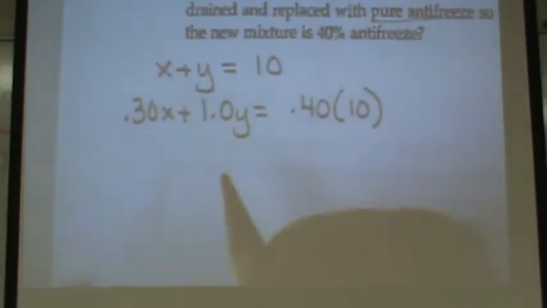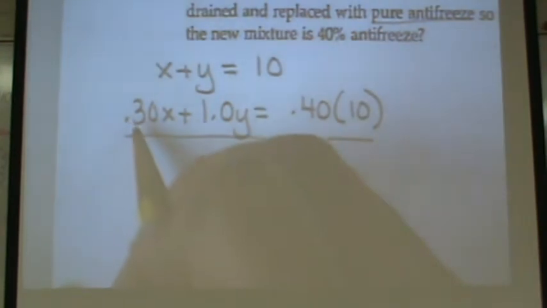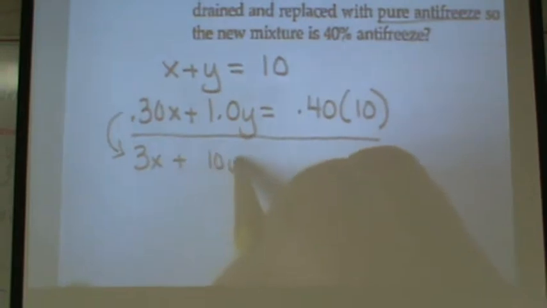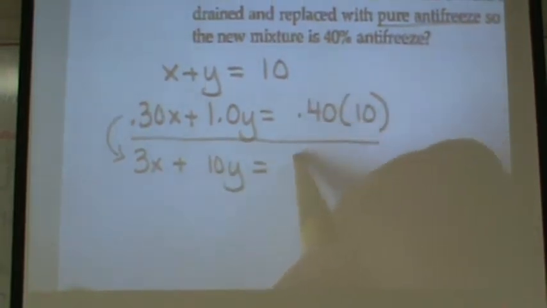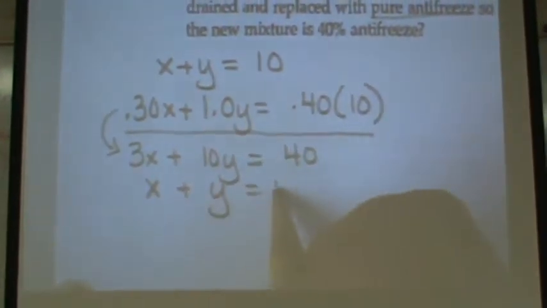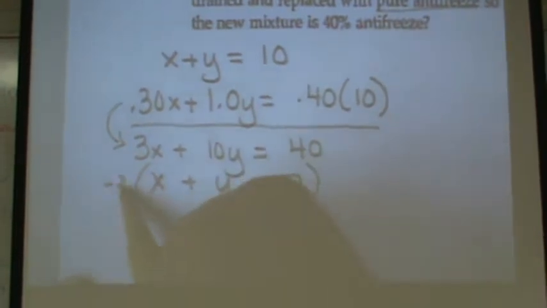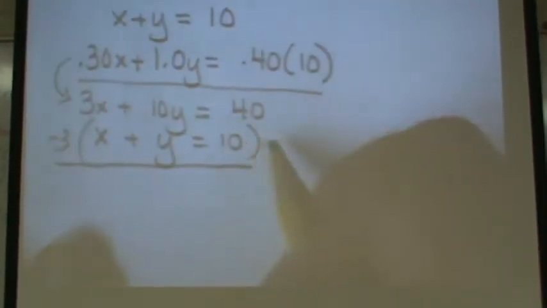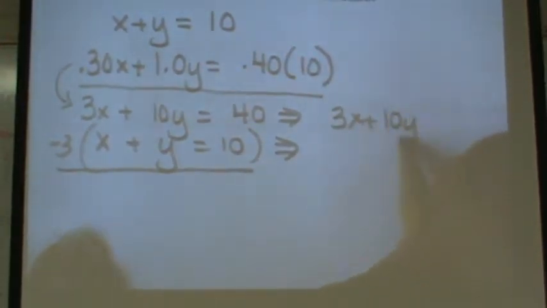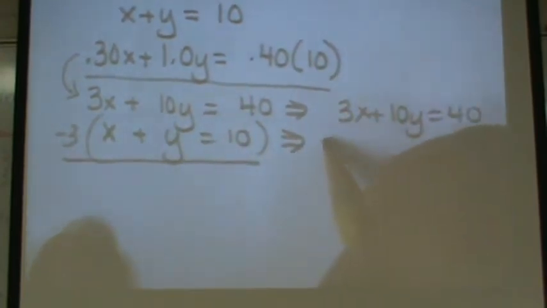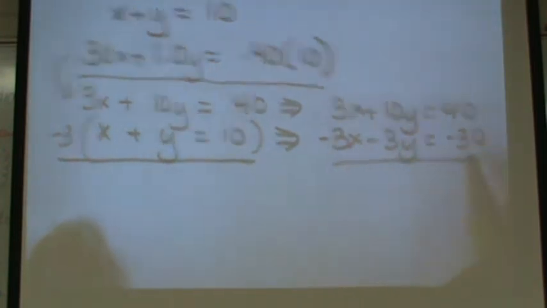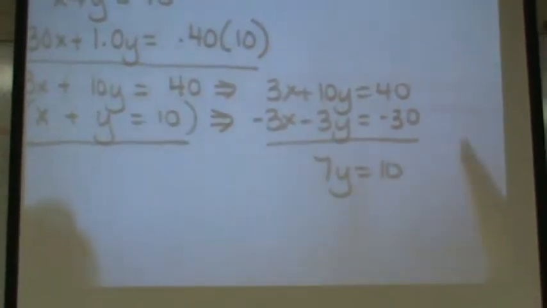And again, I don't want to deal with decimals, so I'm going to multiply everything by 10. So this equation would be 3x plus 10y equals, and this is going to be 4 times 10, which is 40. And my top equation, I'm just going to rewrite it. I would multiply this by -3. So what do we have here? We have 3x plus 10y equals 40. Multiply this whole thing by -3. And add, I get 7y equals 10.